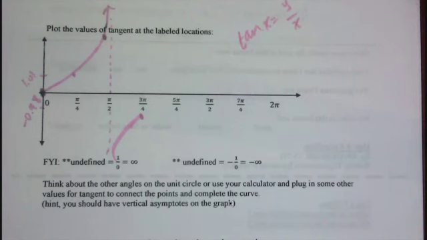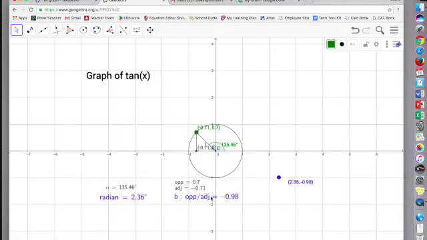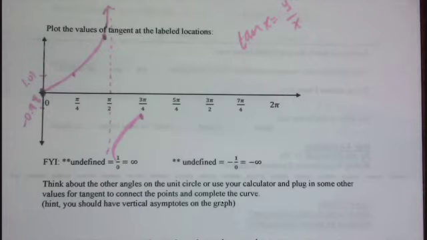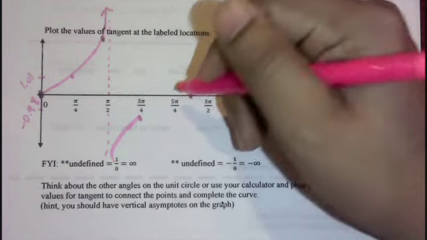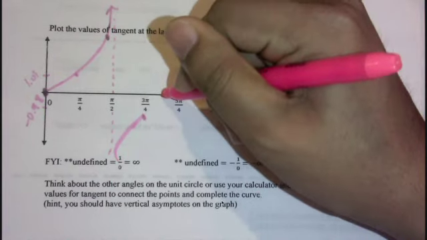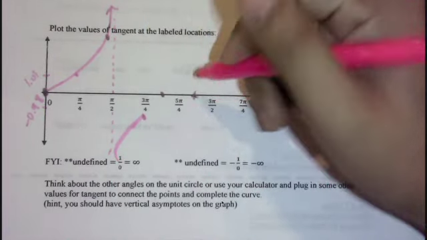Let me graph 5 pi over 4. 5 pi over 4 is the same thing as 225 degrees. Notice what happens when I get to pi, 3.14, at 180 degrees, or 3.14 radians, my tangent value is 0. I'm going to plot that right here. Ignore that point.